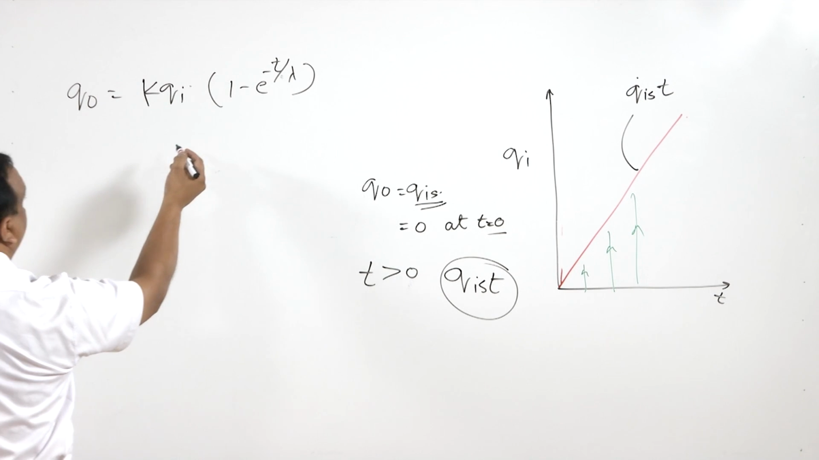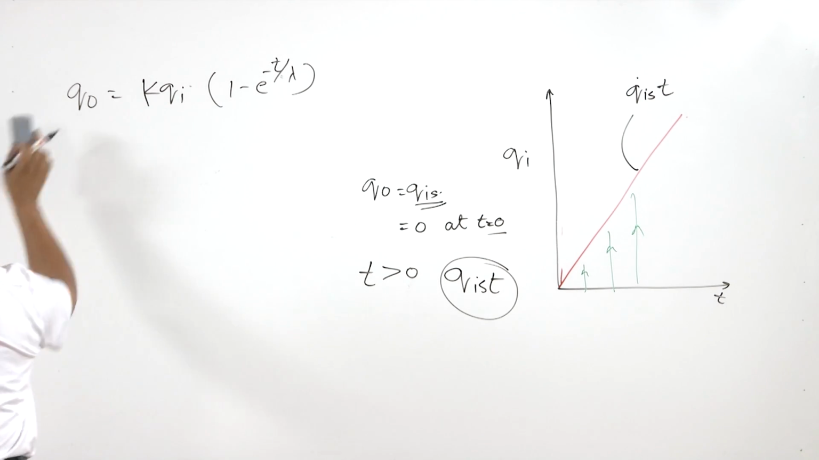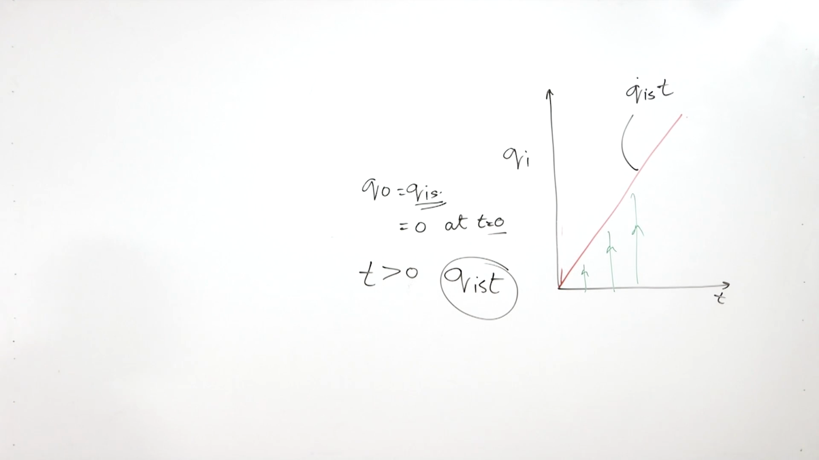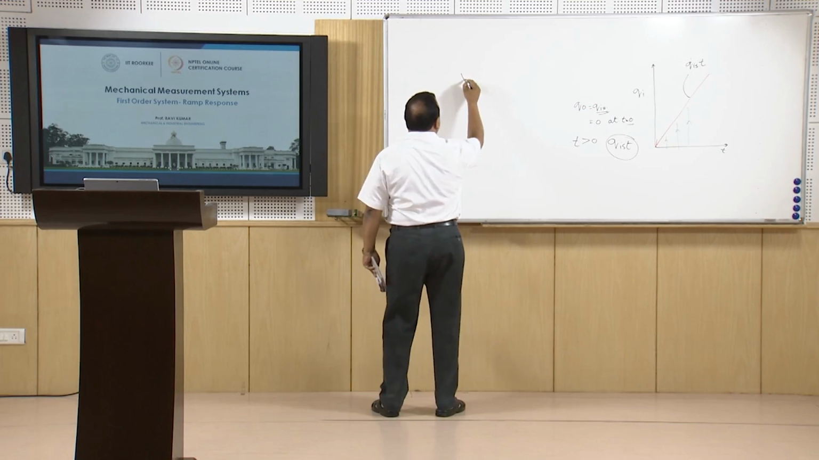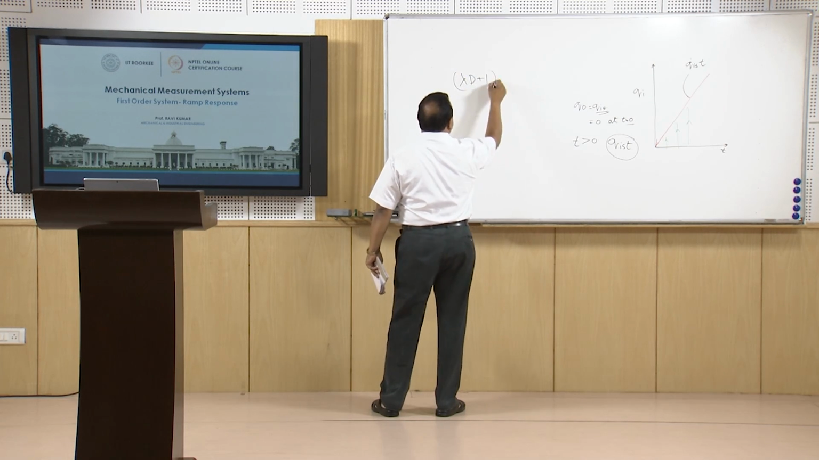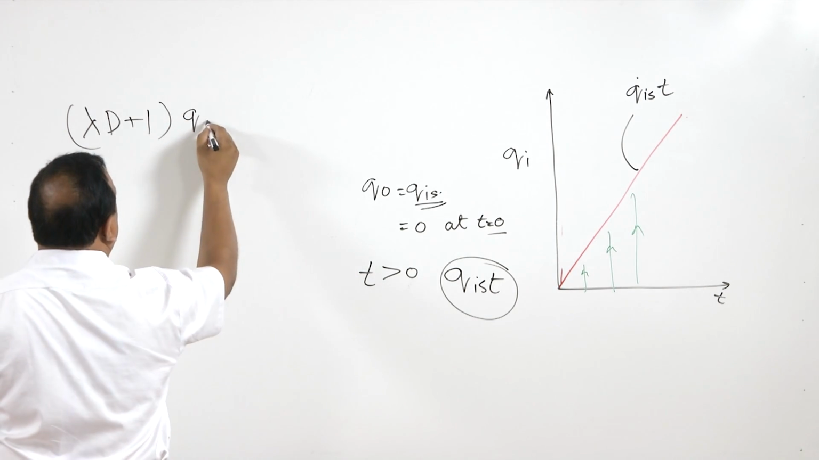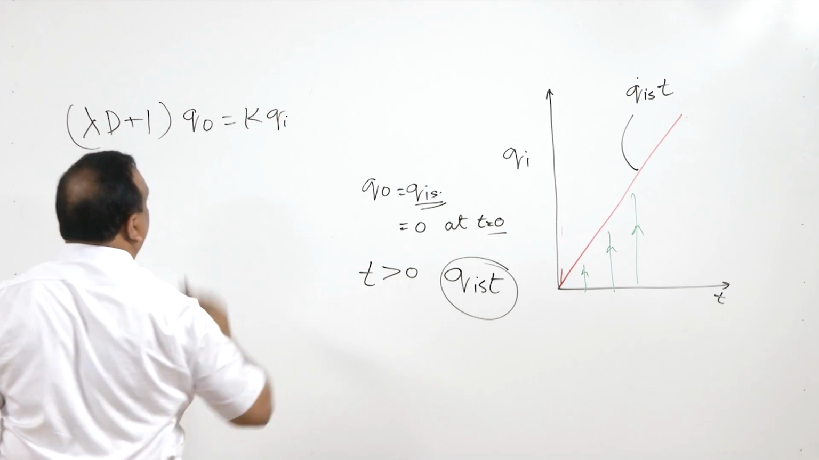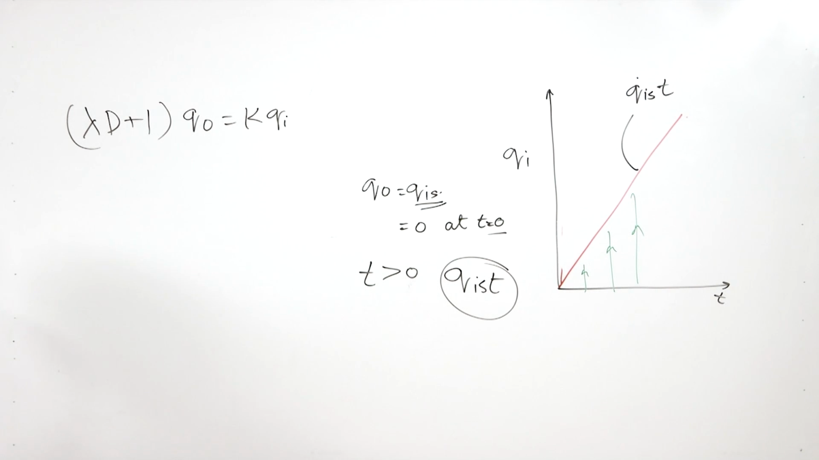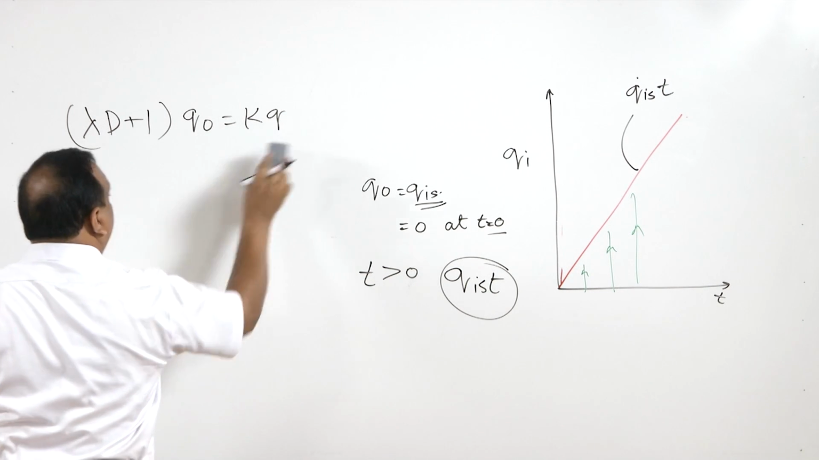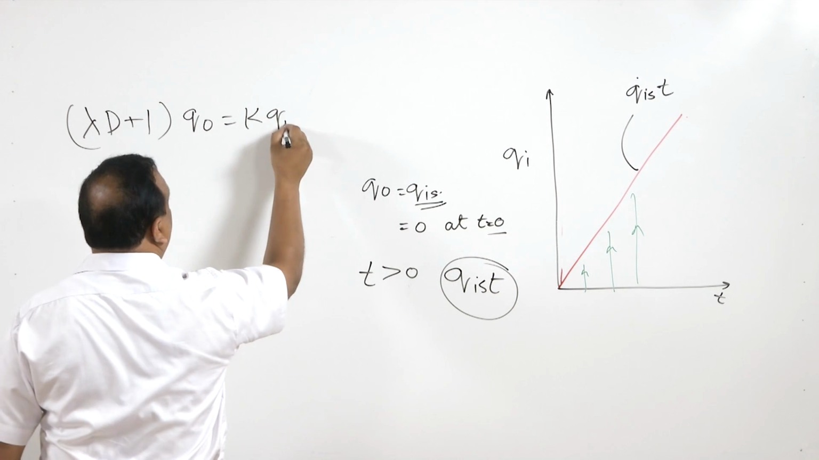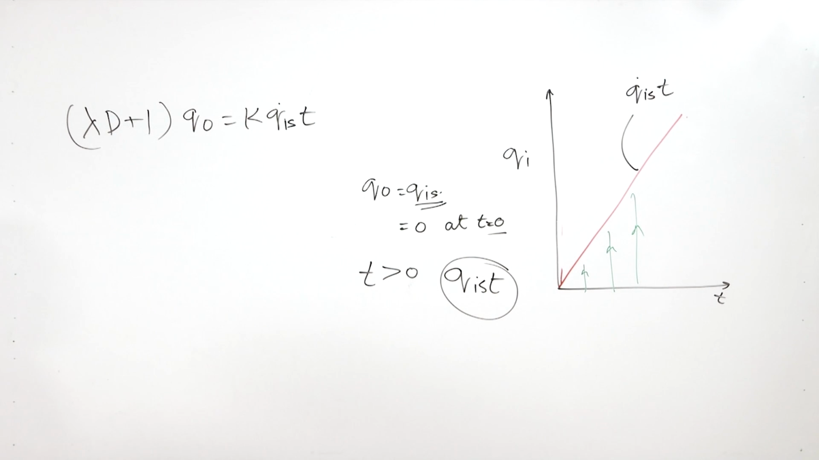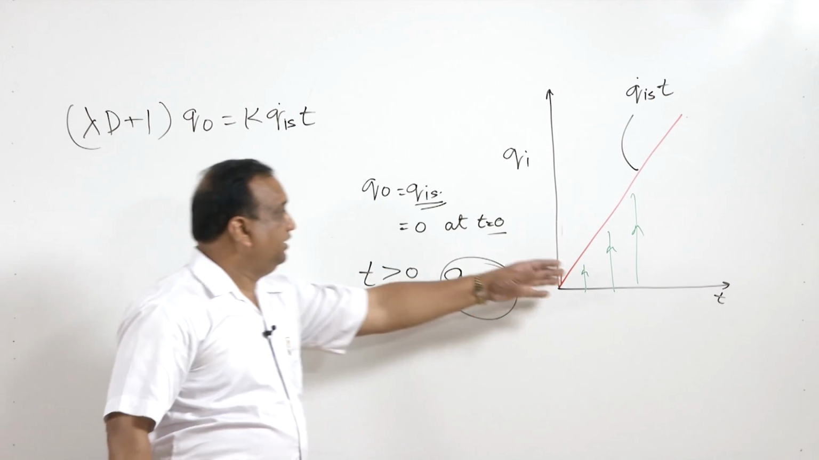Now, this is for first order equation. This is not for this. The generalized equation for a first order system is (lambda D + 1) Qo = k Qi. Now here the Q input is an instantaneous input.